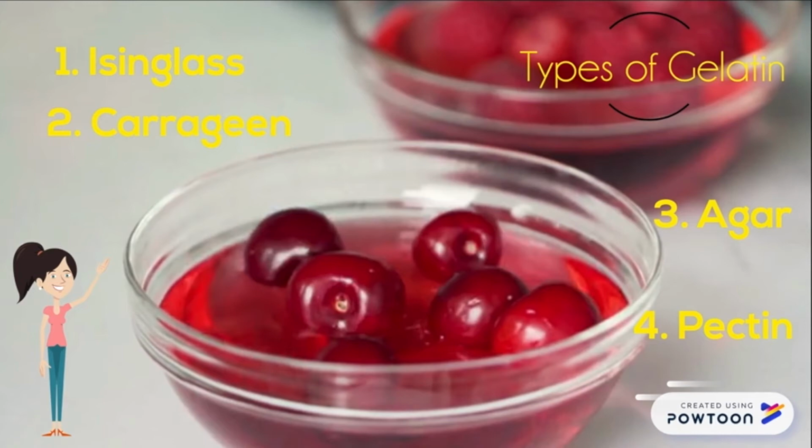Agar, also known as agar-agar, is a dry Japanese seaweed sold in blocks, powder, and strand which are used as a setting agent. Agar has stronger setting properties than gelatin. Pectin occurs naturally in fruits and vegetables and is used in the preparation of jams, jellies, and preservatives. Gelatin can also be extracted from fish bones.